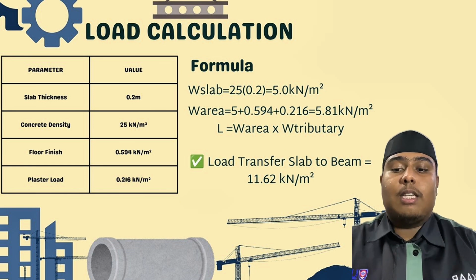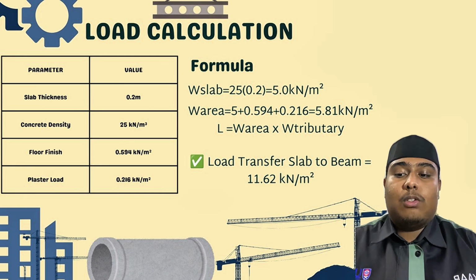Okay, first, the slab thickness is 0.2 meter and the density of concrete is 25 kilonewton per cubic meter. Therefore, the weight of the slab is calculated by multiplying the concrete density by the slab thickness. So, 25 multiplied by 0.2 gives us 5.0 kilonewton per square meter.